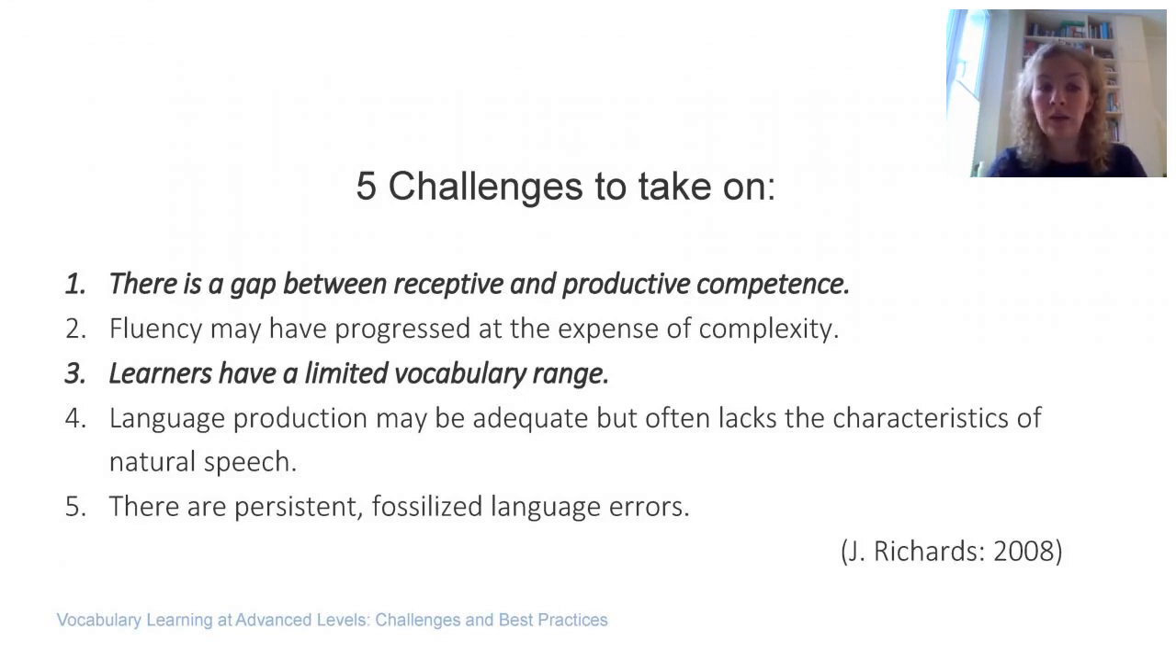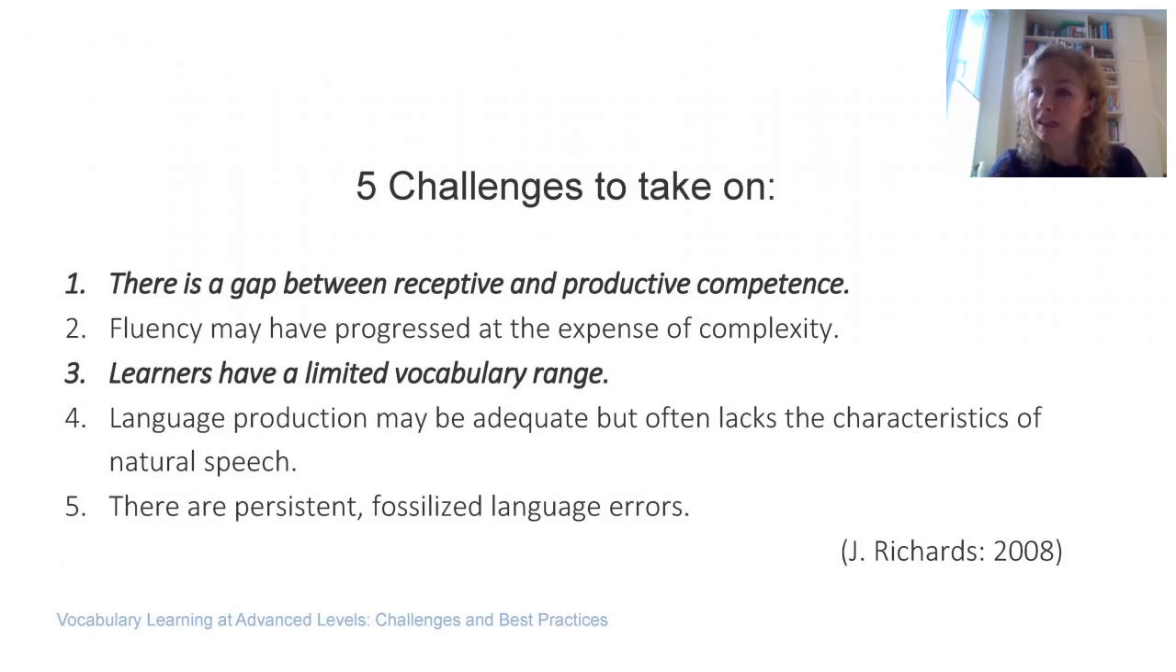And then, number 4, language production may be adequate, but often lacks the characteristics of natural speech. This is what we talked about during our week on Instagram, when you can express yourself quite easily, but you still feel embarrassed when you talk to native speakers and you don't know how to react to some of their sentences and so on. So you feel kind of insecure while holding a natural conversation. And finally, there are persistent fossilized errors.